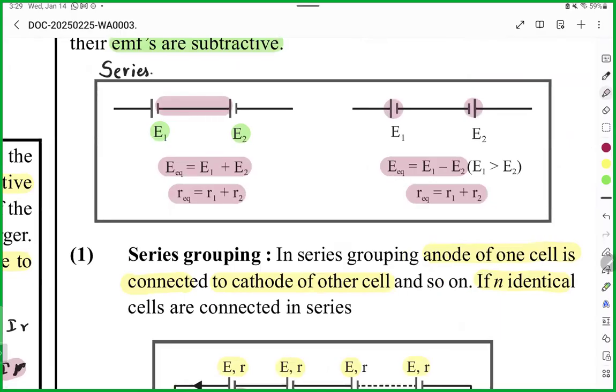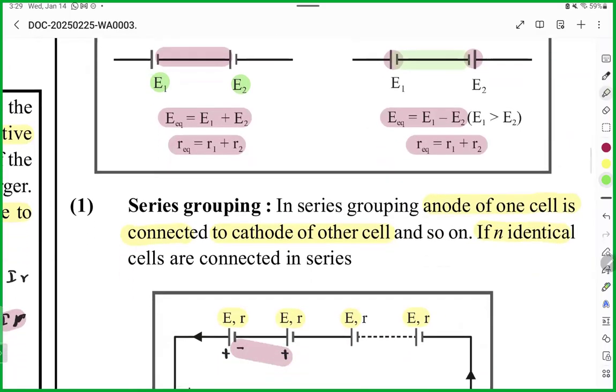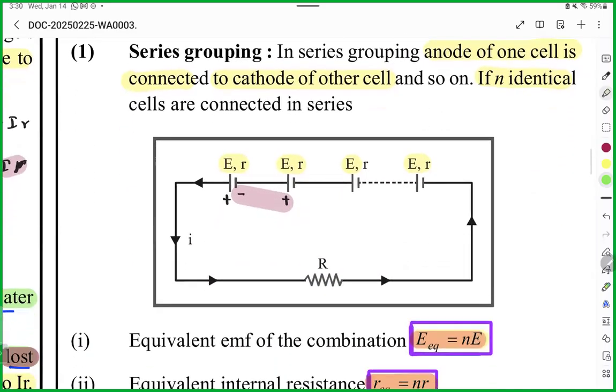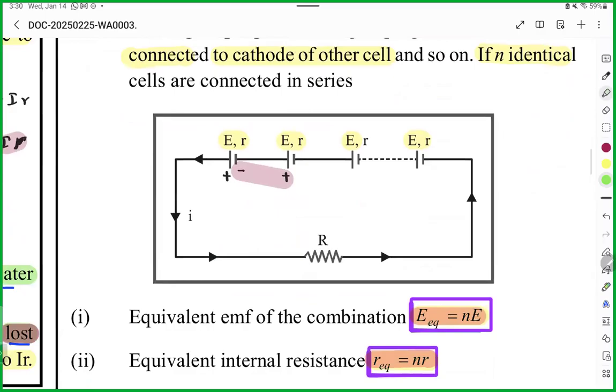But in the second situation, cathode is connected with cathode. In series, it is the opposite. If you do this, what will be your total EMF? Each cell having EMF E and resistance R.